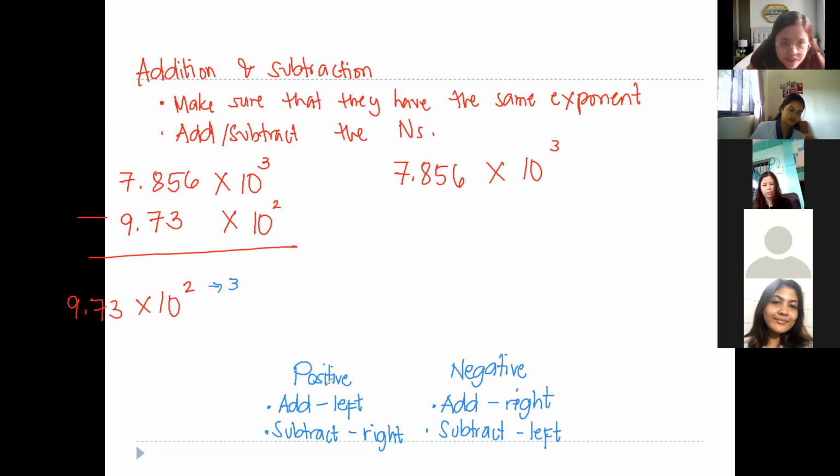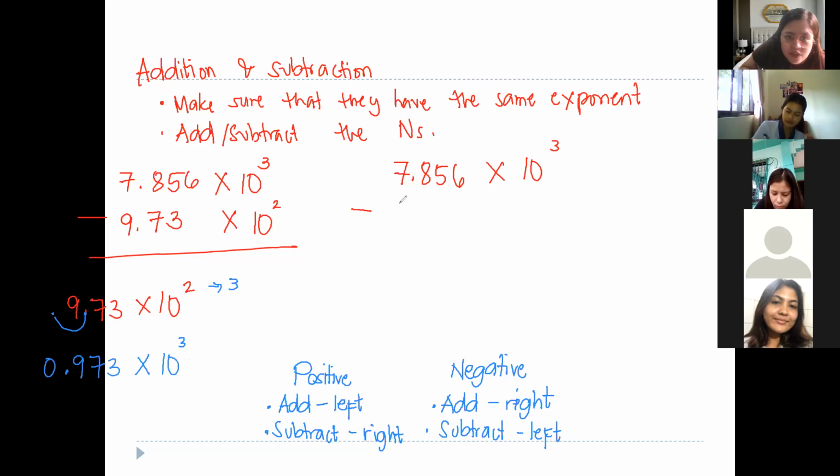So kung positive ang charge, 'di ba pag mag-add ta, our movement is going to the left. Mag-add ta ani kay from 2 himuon man nato siya og 3. So mag-add ta going to the left pero isa lang ka move kay isa raman ang difference sa 3 ug sa 2. So this becomes now 0.973 times 10 raised to the power of 3. Or we can just add 0 here para magpantay sila pag isulat na nato siya dinhi.